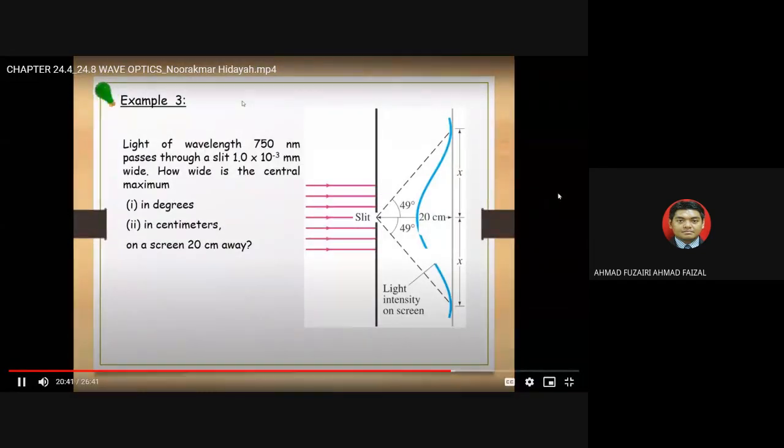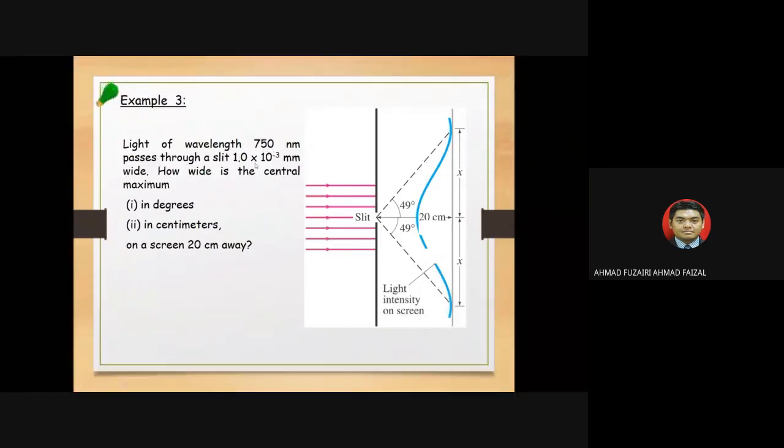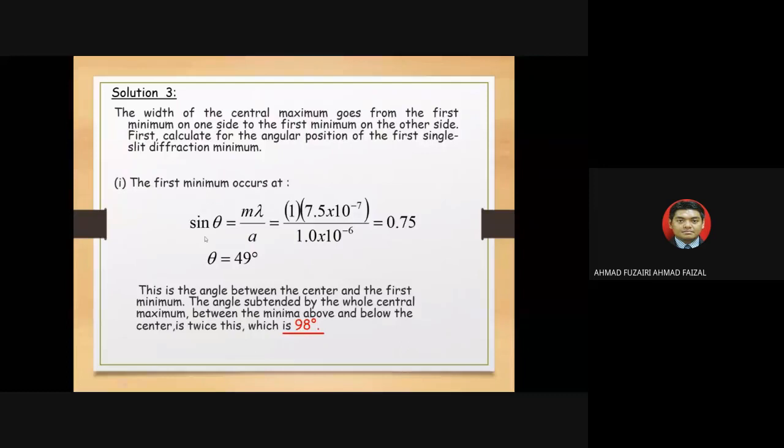Next is example 3. Light of wavelength 750 nanometer passes through a slit 1 × 10^-3 millimeter wide. How wide is the central maximum in degrees and centimeters on a screen located 20 centimeters away? So what we do, we're going to apply this equation to calculate the angular position of the first minima. We substitute all the values. This is 1, this is the wavelength, this is the width of the slit, and that will give us an angular position of 49 degrees.